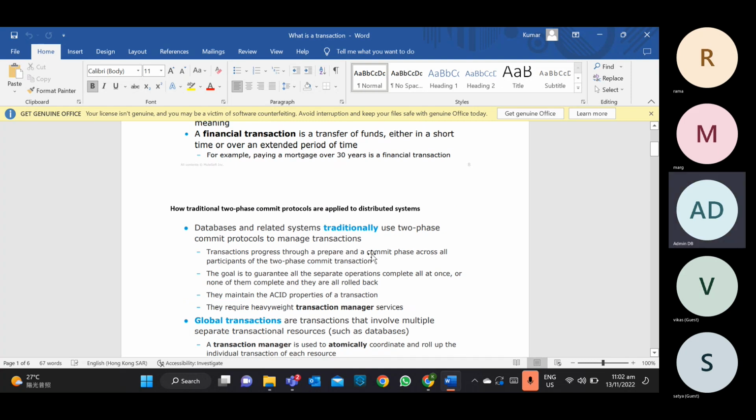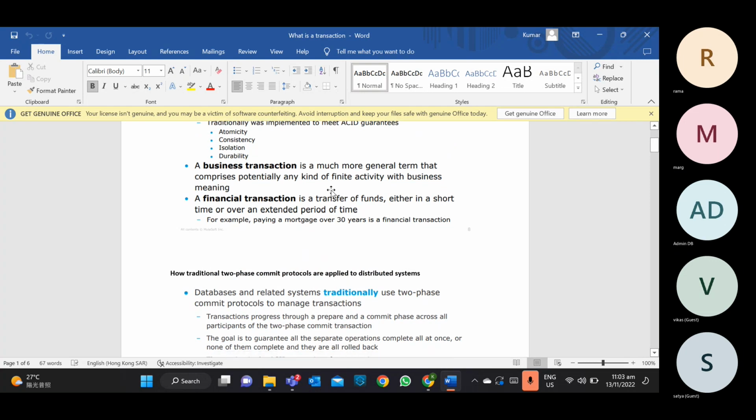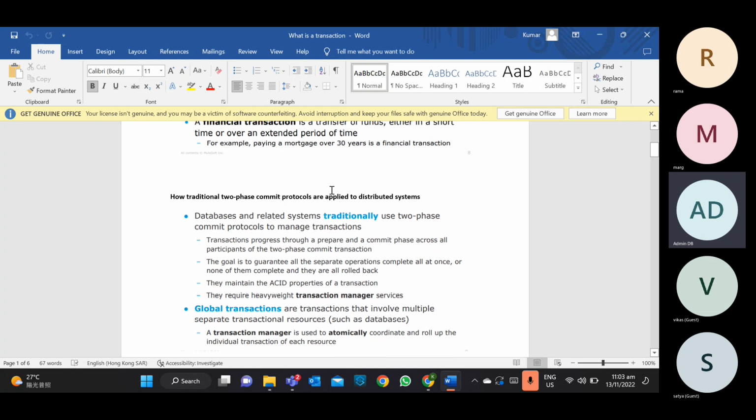Okay, so whenever we are talking about this transaction, there will be two-phase commit involved there. Now you will say, what is two-phase commit? Anyone has an idea what is two-phase commit? ACID property, hope everyone knows this ACID property. So two-phase commit, what happened?